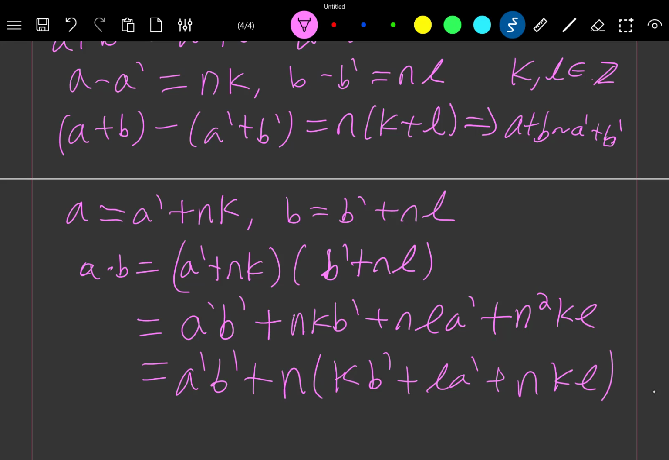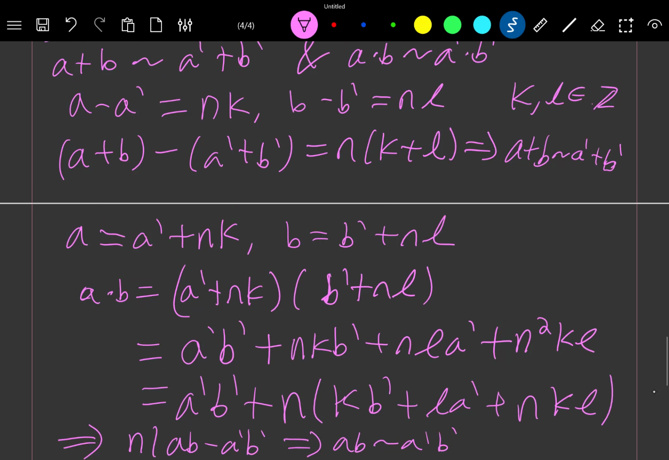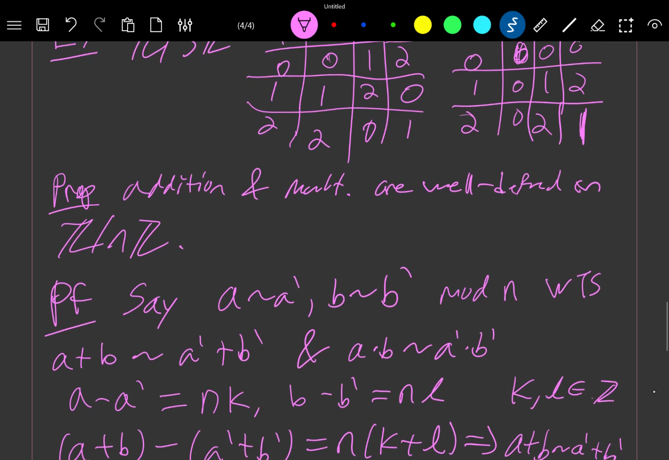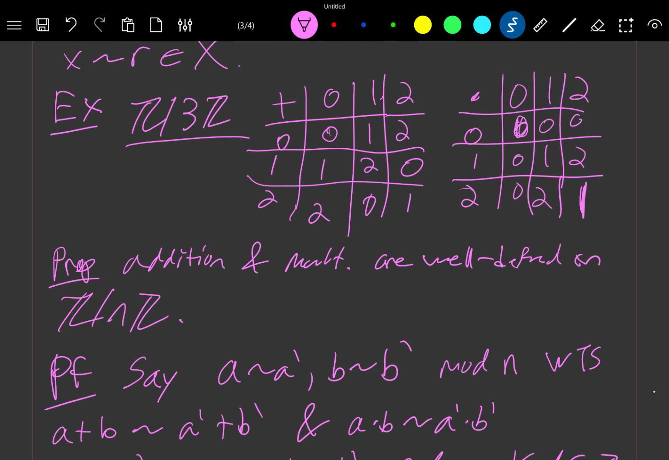And moving the a prime and b prime to the other side, we see that this tells us that n divides ab minus a prime b prime. So ab is equivalent to a prime times b prime. So we have that addition and multiplication are well defined. And if you go to the other ring axioms, like the units and all of that, everything from there just follows from the fact that the integers are a ring. So this gives us a ring structure on the integers modulo 3, or modulo n for any n.